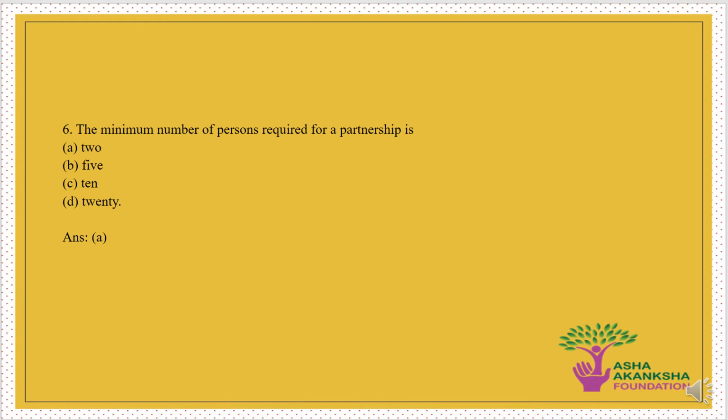The next question is about the minimum number of persons required for a partnership. The options are A. 2 members, B. 5 members, C. 10 members, or D. 20 members. The correct answer to this question is option A. That means the minimum number of persons required for creating a partnership is 2 members.